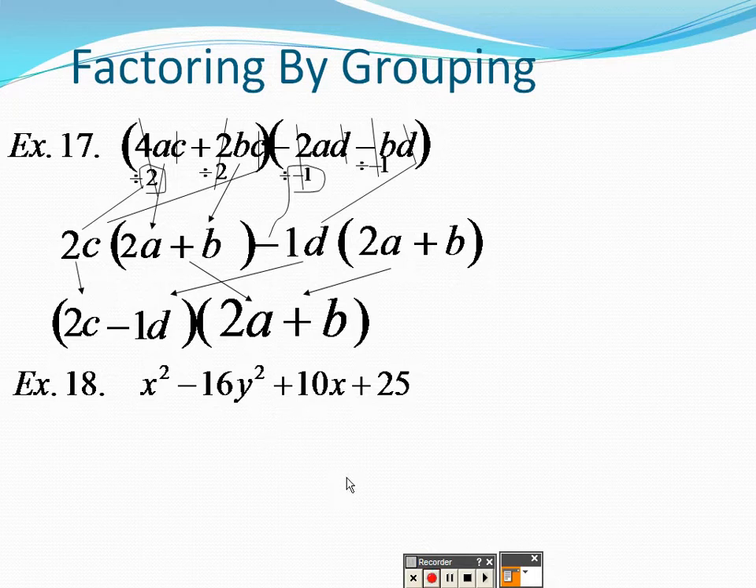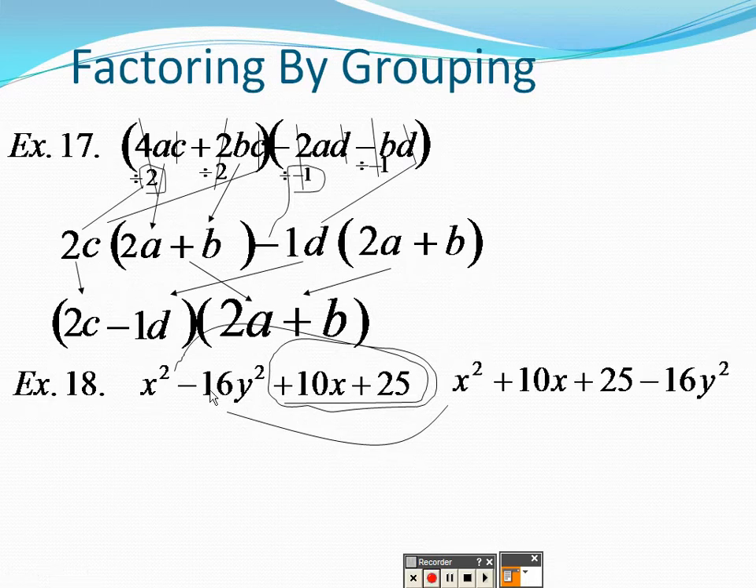Sometimes you can group items a little differently. And by that I mean you don't have to just put them in pairs. I know you're sitting there saying, well, let's just group these first two together. You can, but then when you try to group the last two, they don't go together. You need to make the terms look the same. So here's what I'm going to do. I'm actually going to rewrite this by moving that negative 16y squared out here and this 10x plus 25 over here to get this. And this is how I'm going to group this together.